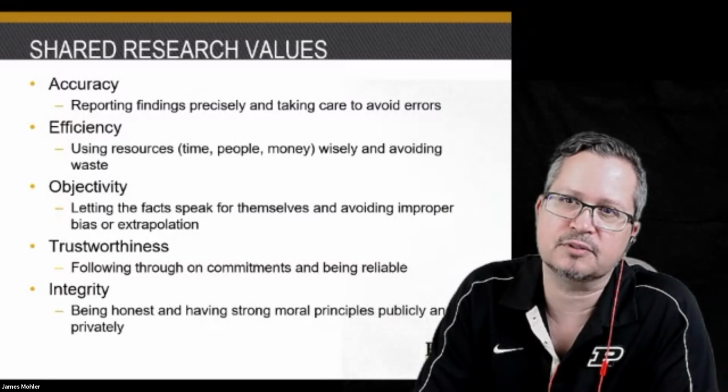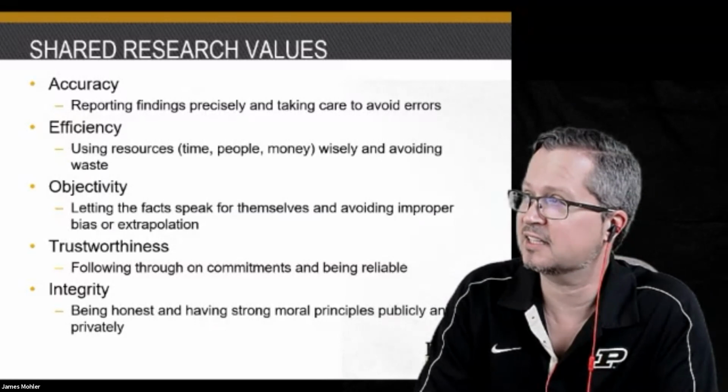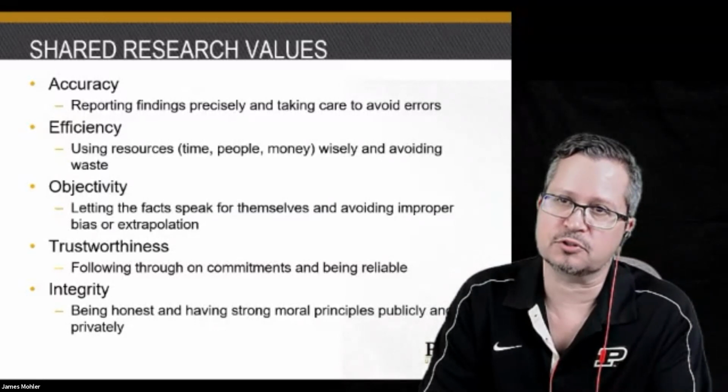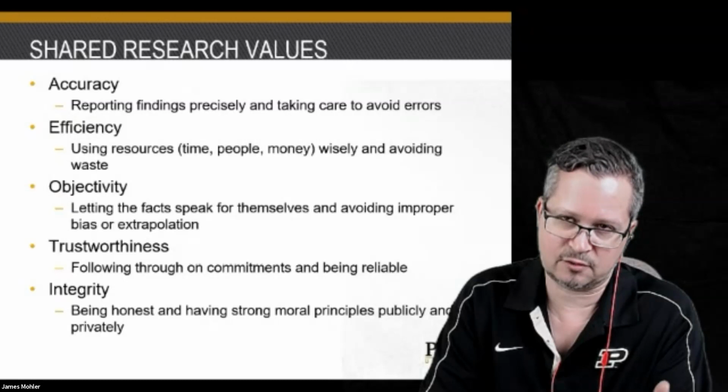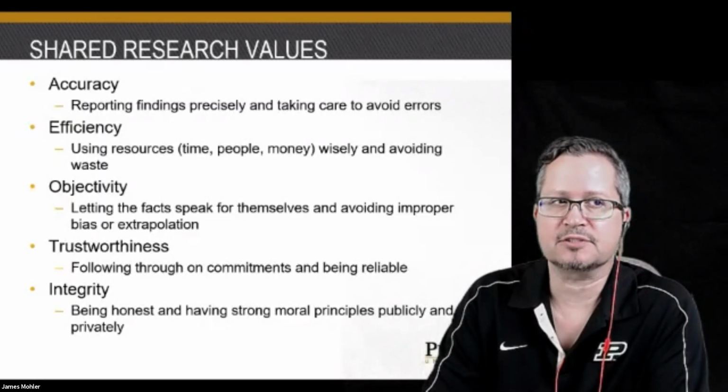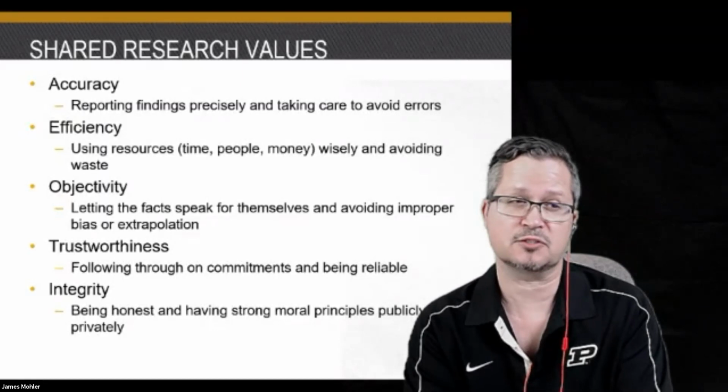So accuracy and taking the time, I say that tongue in cheek because I know we're all under pressures to produce grants, to produce results, to produce publications, to make an impact in our discipline. But all of those things have to be held in balance with being accurate and avoiding errors. Second would be efficiency, being efficient with the resources that we have and using them wisely, avoiding waste as much as is possible. Being objective and letting the facts speak for themselves.